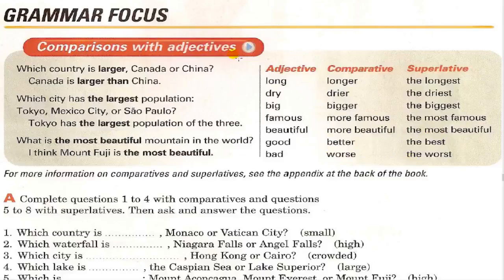In this lesson, we will have comparison and superlative. You compare one, and you compare between one and a group: 1 and 2, 3, 4, 5. Which country is larger, Canada or China? Canada is larger than China. So here we compare Canada and China. But Canada is larger than China in surface area.